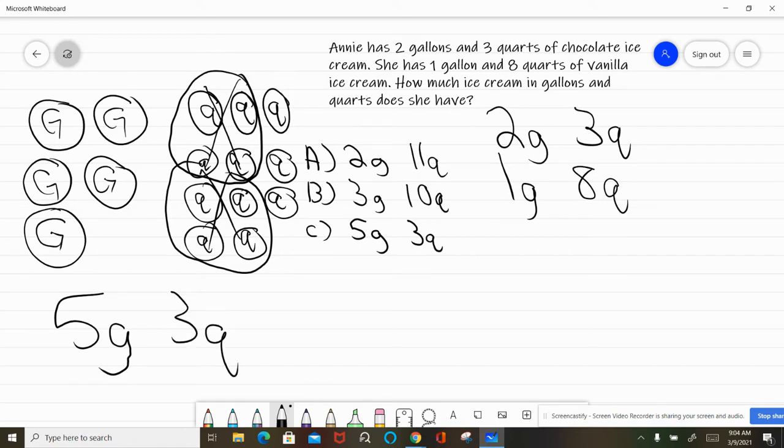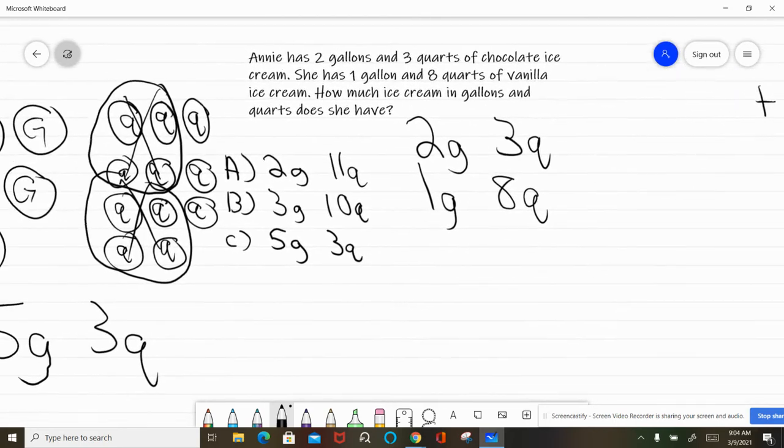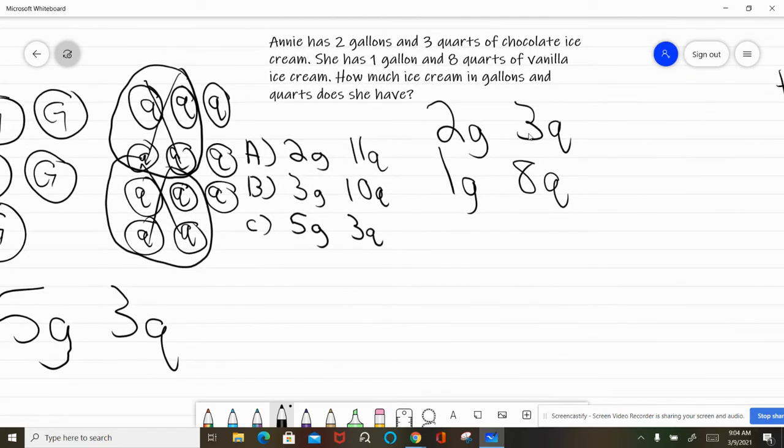Okay, now let me show you the number way, which I think is easier. So look, we have 2 gallons and 3 quarts, and then 1 gallon and 8 quarts. Now we can just add them. That leaves us with 3 gallons and 11 quarts. But like I said, that's not one of our answer choices. We have to change these quarts into gallons. We can't do the pig because you'll have a remainder. Or you could, but you'll have a remainder. So it's just easier to do it this way.